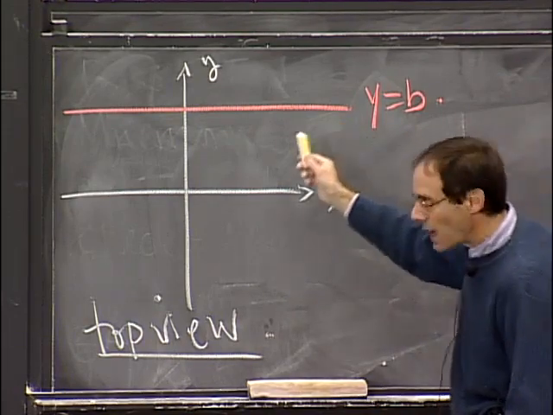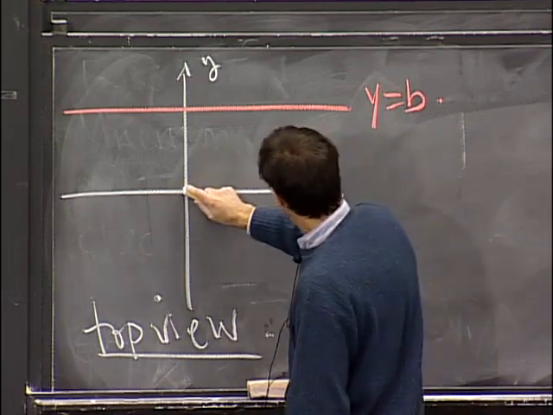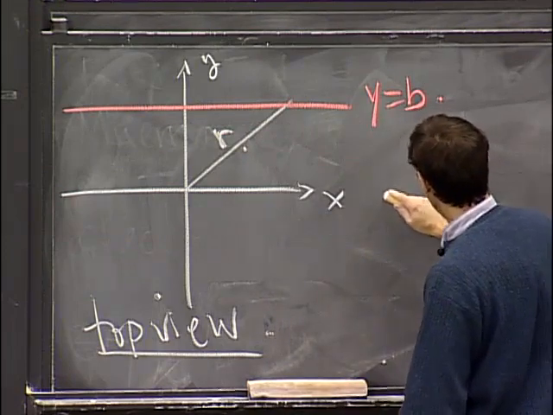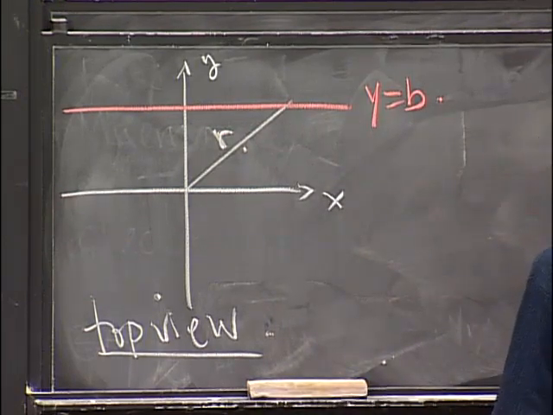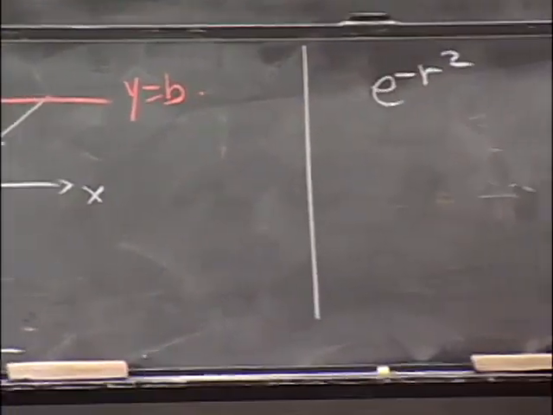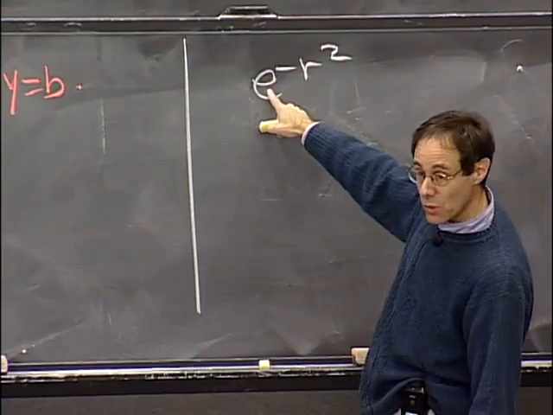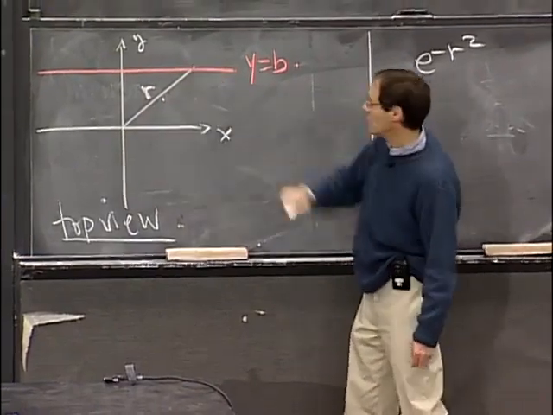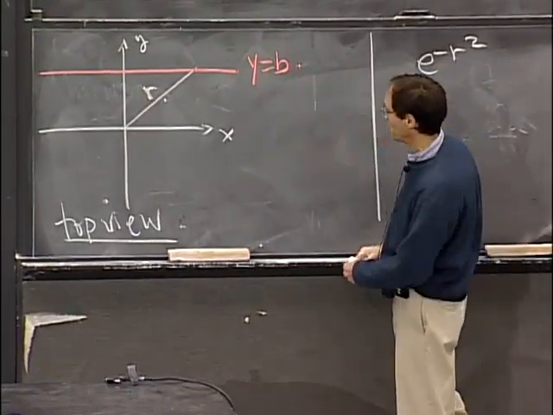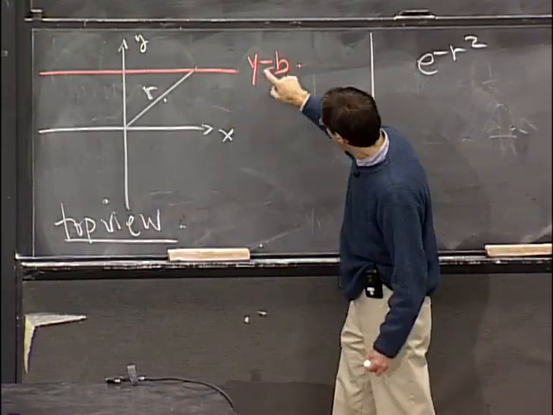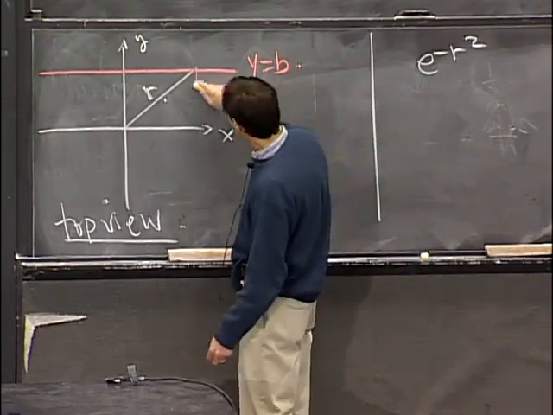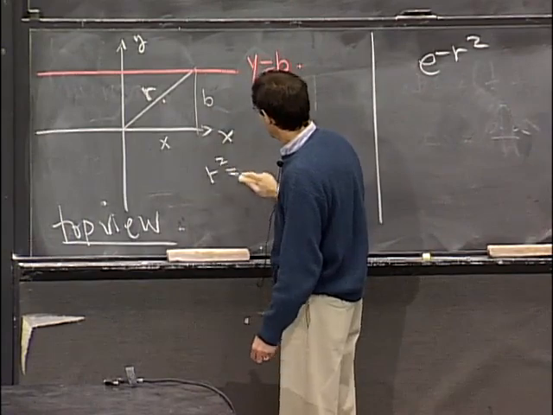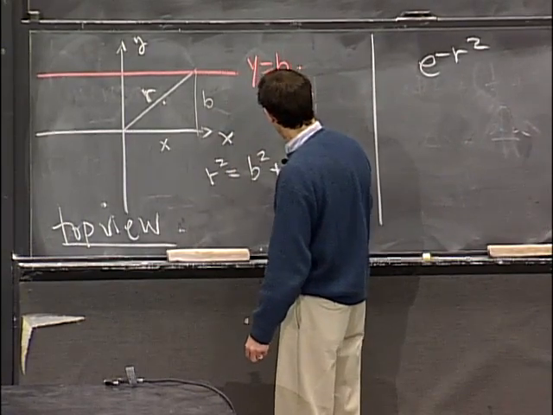Now, the formula for the height is this. If I take a distance r here, the formula for the height of the bump is e to the minus r squared. I'll store that over here. E to the minus r squared is the height at this place if the distance to the origin is r. That's true all the way around. And in terms of b and x, we can figure that out by this right triangle. This height is b and this distance is x. So r squared is equal to b squared plus x squared.